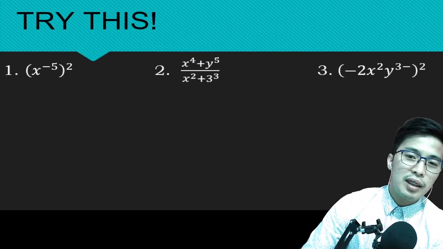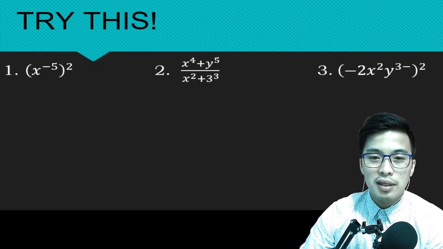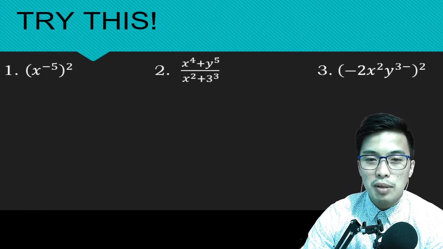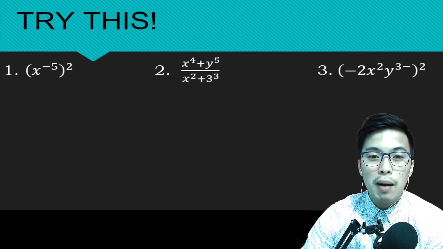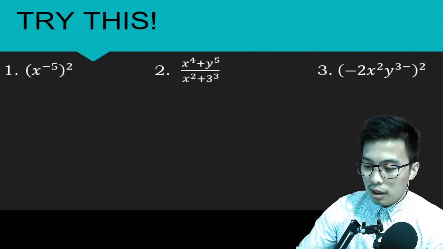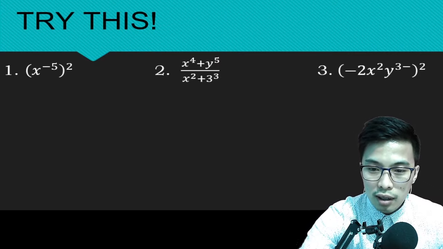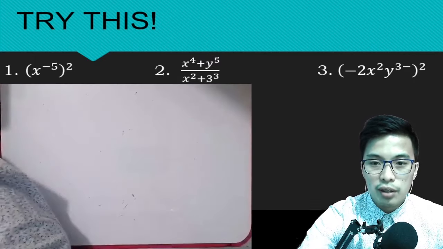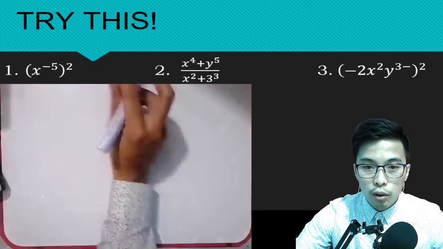Okay, here we go. So the first one is we have x raised to the power of negative 5 times 2. Okay, ano yung rule yung i-apply natin dito? We can apply this on the rule here, the power of a power.